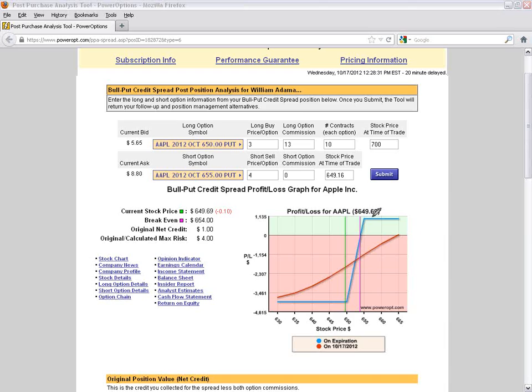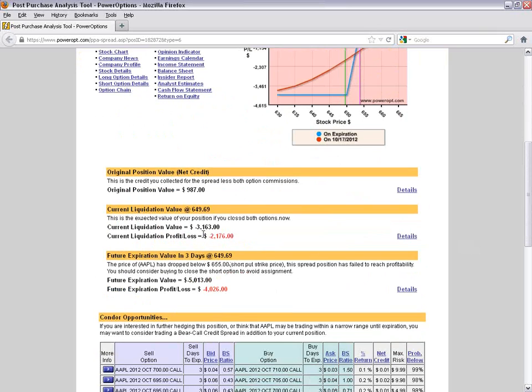Here's our profit and loss chart for our bull put credit spread on Apple. We wanted the stock to be up here. We wanted it to be above 655. That didn't happen. It's gone through both strike prices. We're effectively at full loss on the bull put credit spread. So let's scroll down here. Yeah, our liquidation loss right now is 2,176, and the expiration profit and loss is even worse.